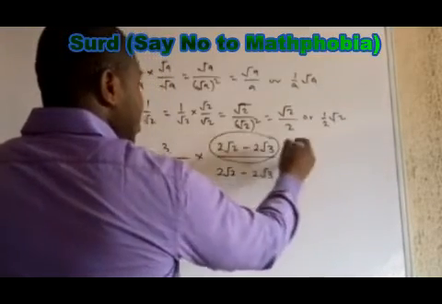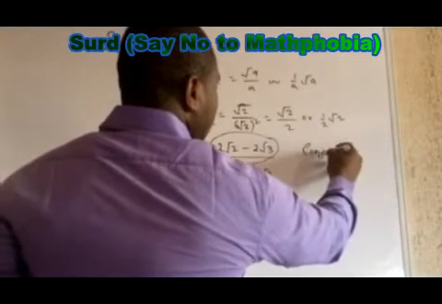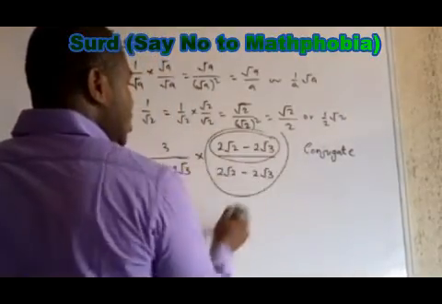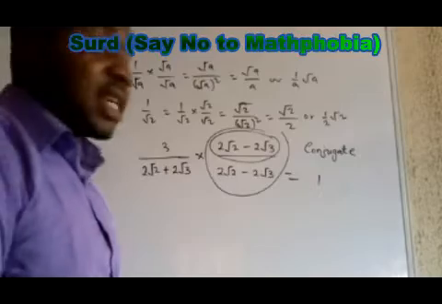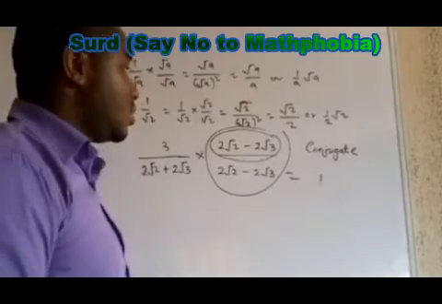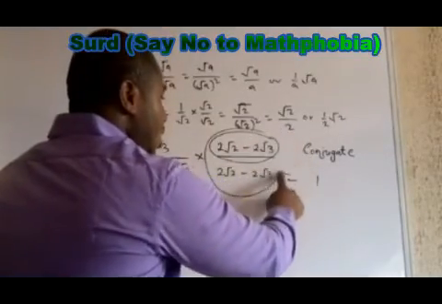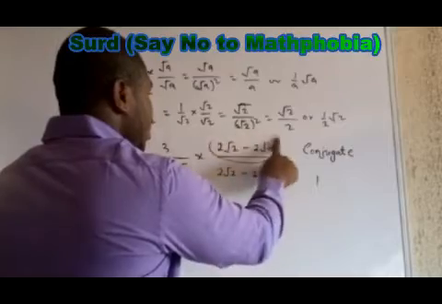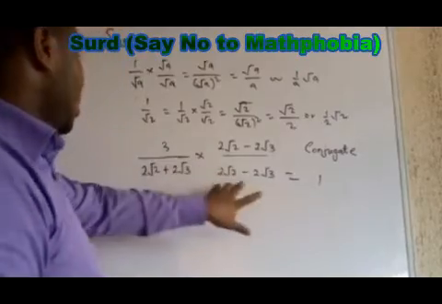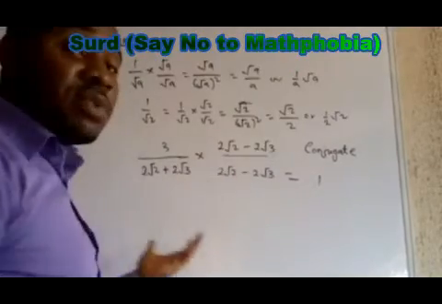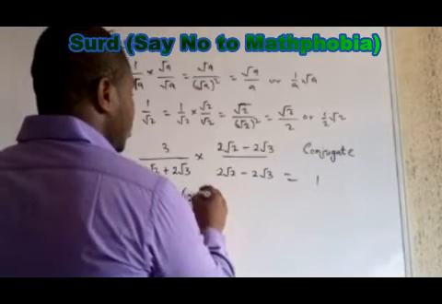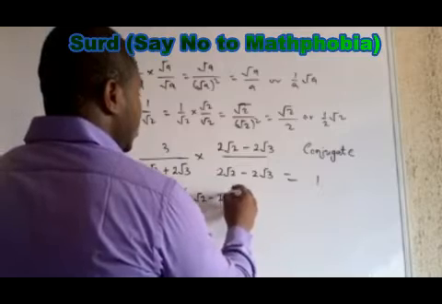Now we know this is the conjugate, and if you look at it, actually this is equal to 1. So it's just as if you're multiplying the same problem with 1. It changes nothing. So we are going to deal with this. Since we know if we multiply a surd with the conjugate, we're going to get a number, which means we are going to eliminate the surd in the denominator. Simple. So you have 3 into 2 root 2 minus 2 root 3.